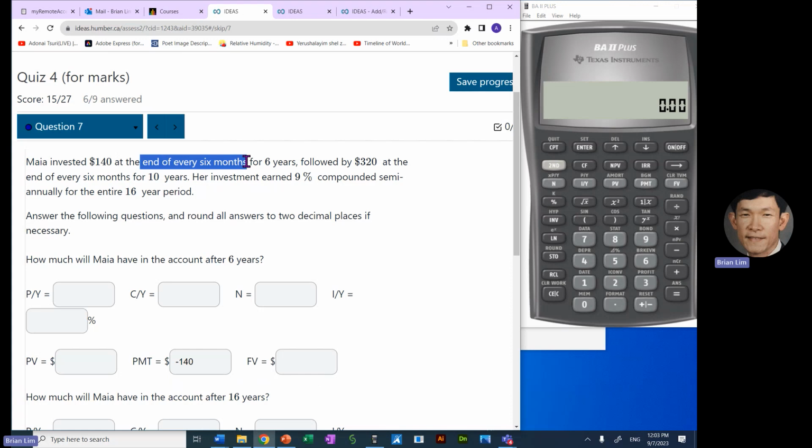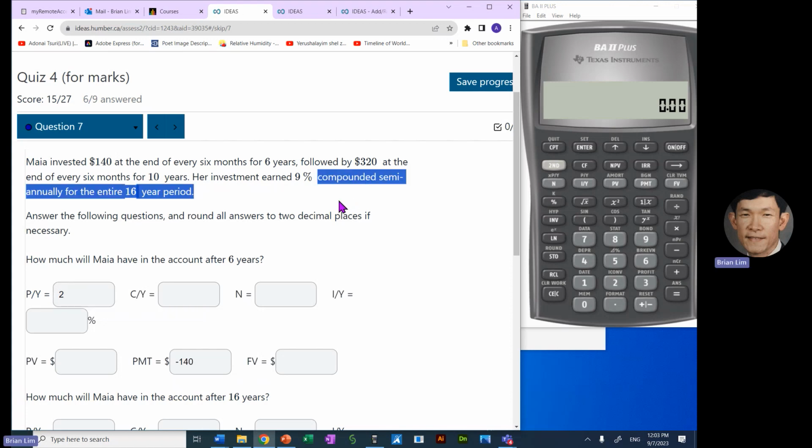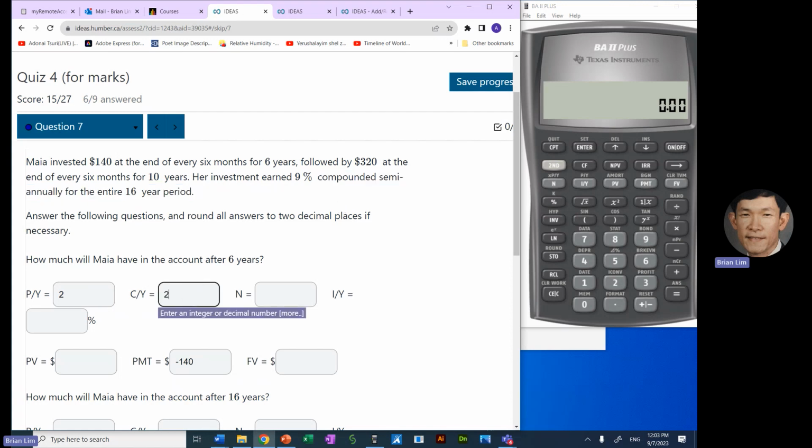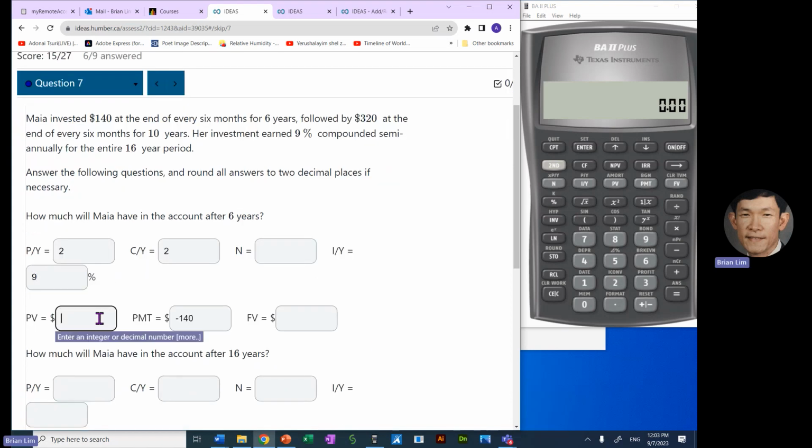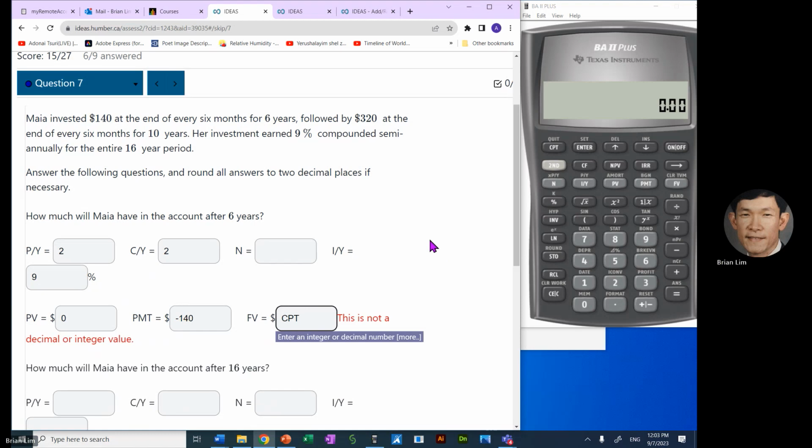End of every 6 months, so it means that PY is 2. And the compounding is for the entire 16 years, and it's semi-annually, so CY is also 2. IY, you can see right up here, is 9%. So that is 9. And what else is there? Present value is 0, and we are computing the future value.